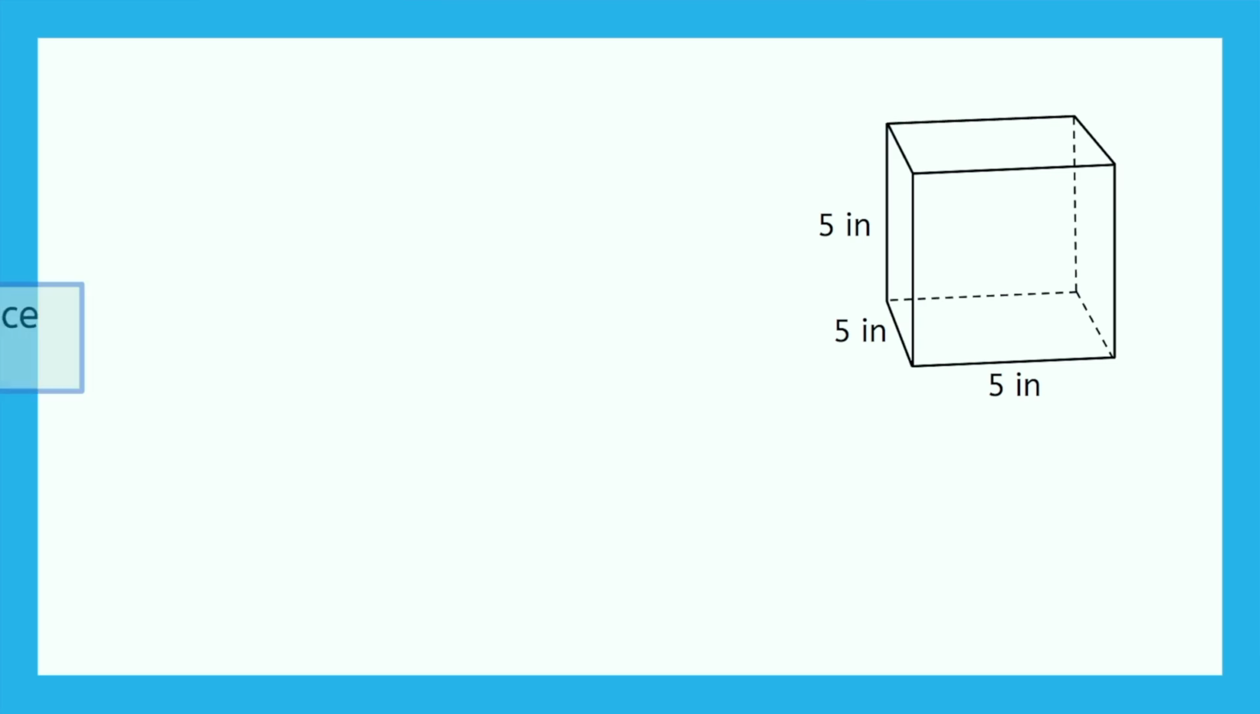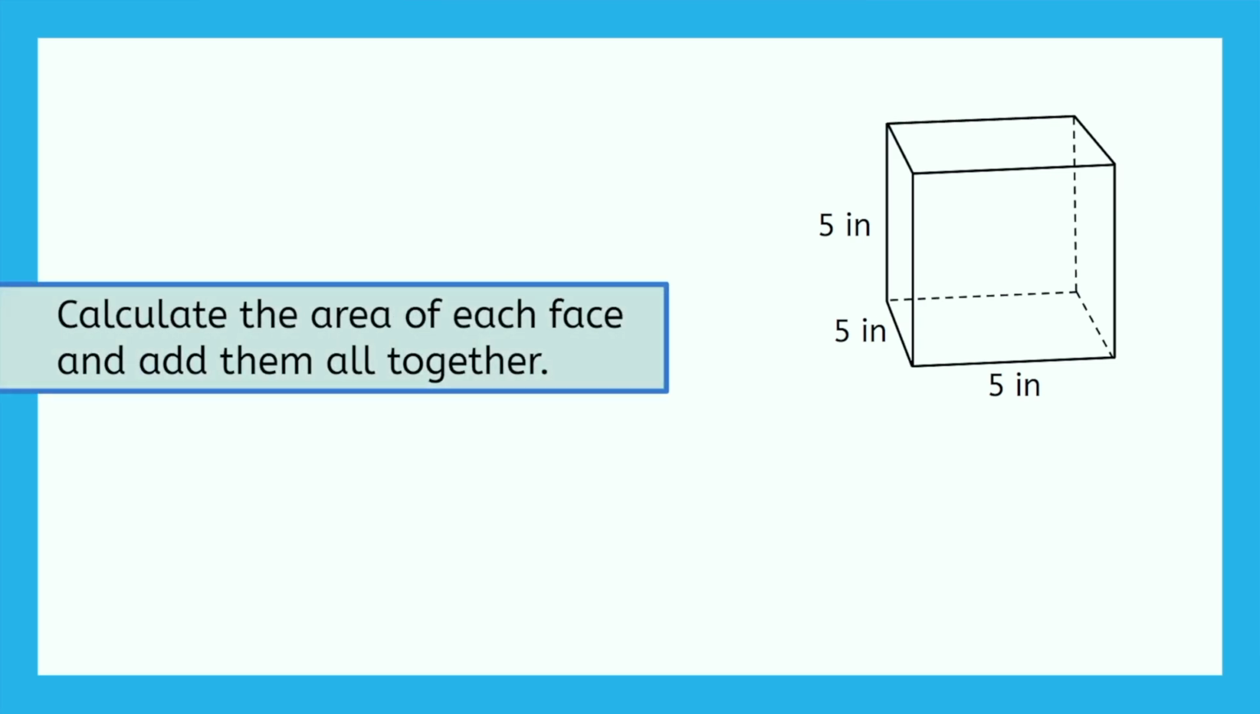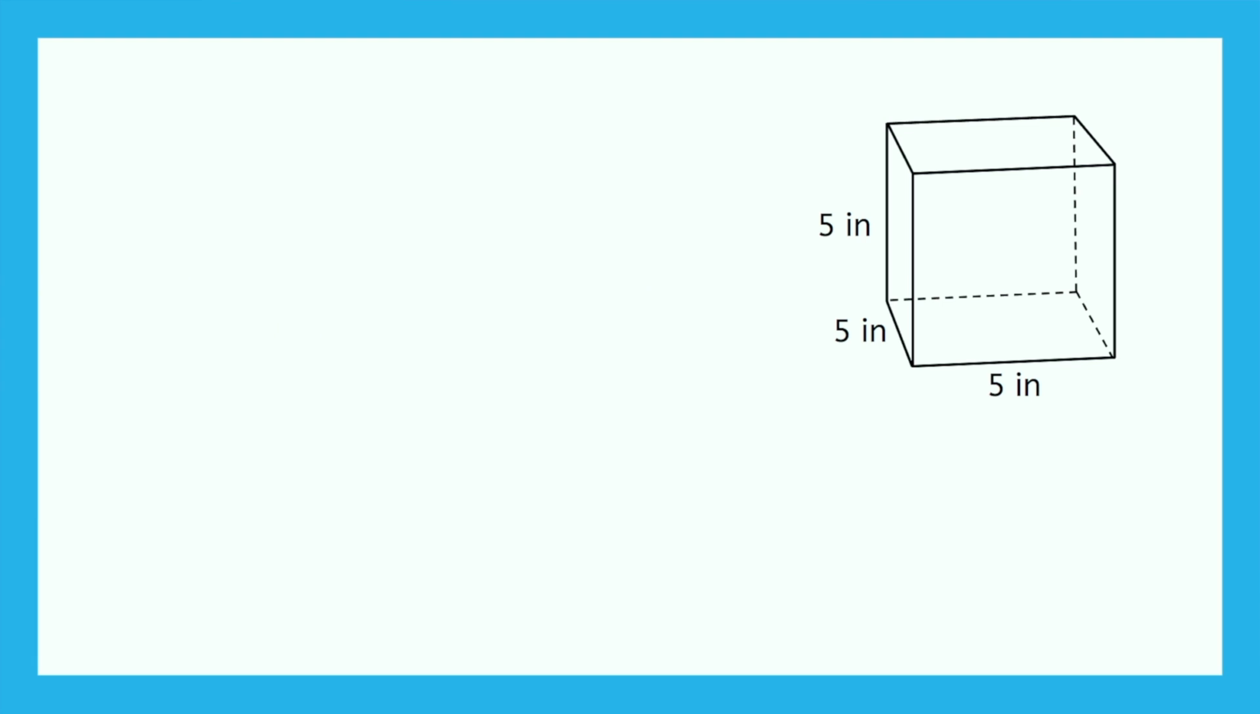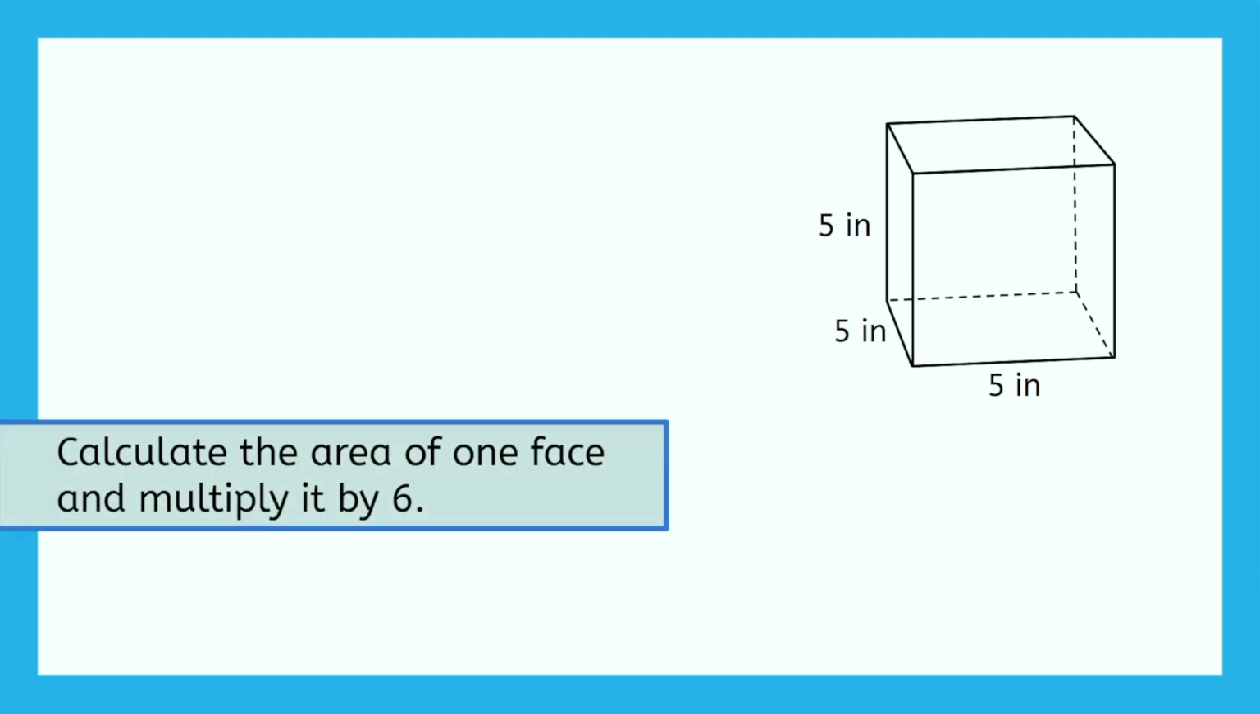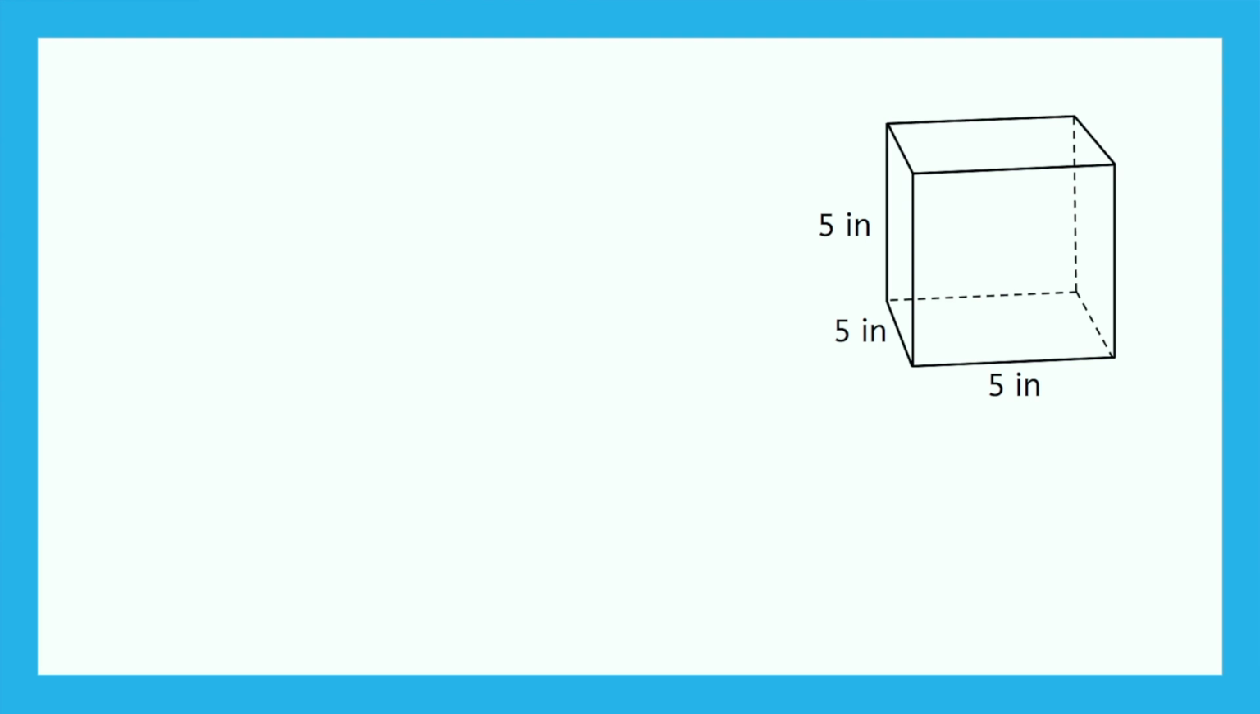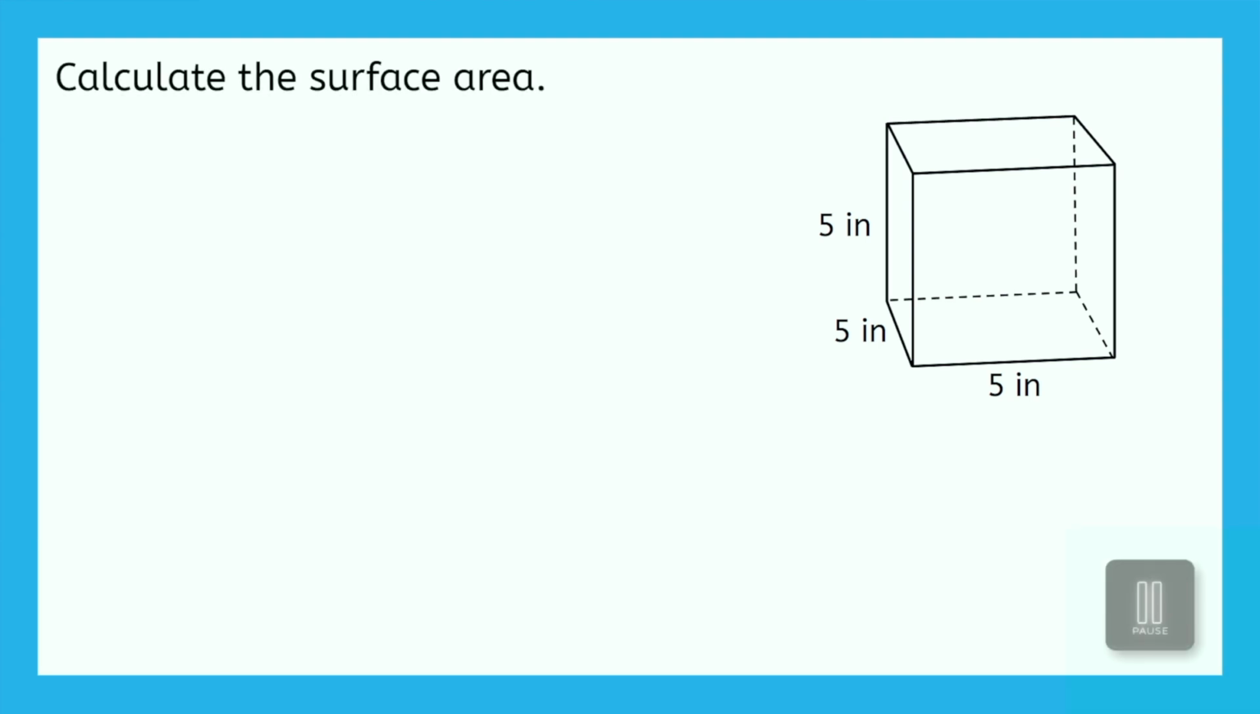Every face on this box is the same, and they're all squares. Hey, if all 6 faces are the same, that might make the surface area even easier to calculate. We can calculate the area of each face and add them all together, or just calculate the area of one of them and multiply it by 6, since they're all the same. I think you could take this from here. Pause the video and calculate the surface area now.